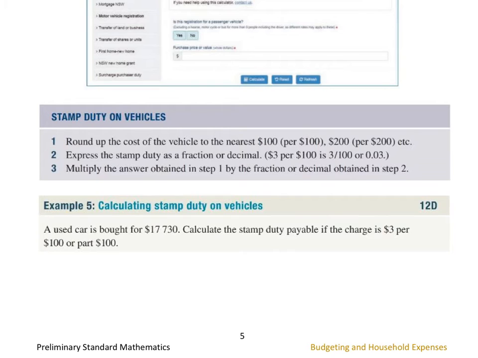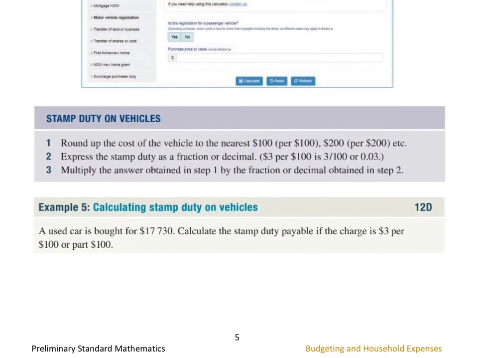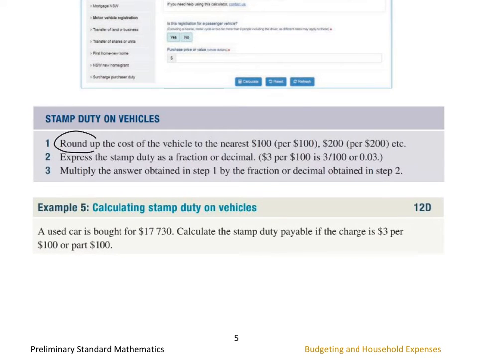All right, when you're finding stamp duty, it's a little bit weird, so you need to pay attention. You need to round up the cost of the vehicle to the next $100, and you are always rounding up. Okay, so whether the car is $1,001, okay, you will round up to 1,100. You're always rounding up. Okay, to the next $100 or $200. This is depending on the rate, and that rate will get given to you in the question.